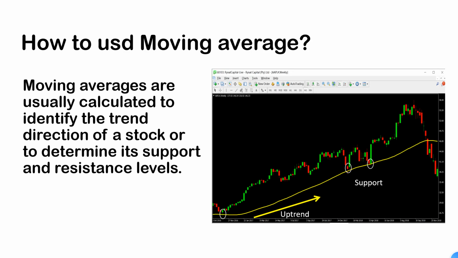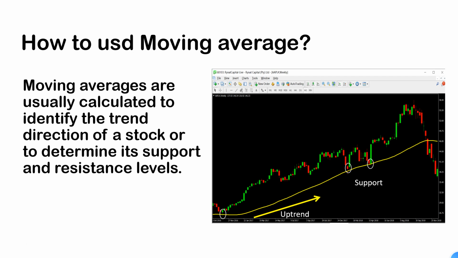Okay, now how could we use the moving average? Moving averages are usually calculated to identify the trend direction of a stock, forex or crypto, or to determine its support and resistance levels. So there are two functions. First of all, we can see the direction of a trend. If the MA is moving up, it is an uptrend. But if the MA is moving down, it is a downtrend.